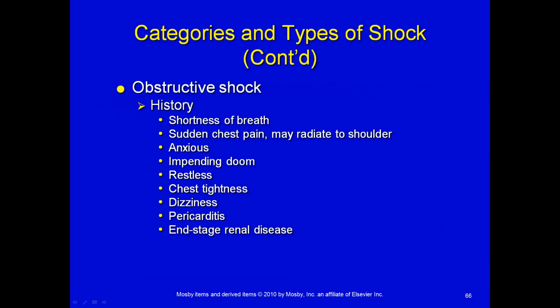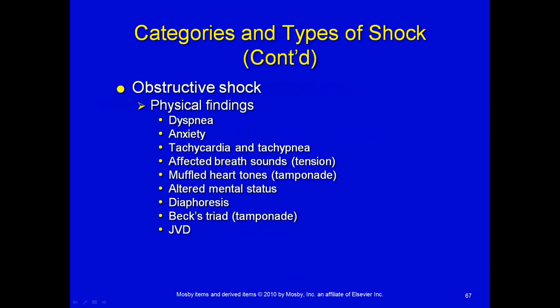Look for a history of shortness of breath and sudden onset of chest pain. The patient, like all shock patients, may be anxious, have a feeling of impending doom, be restless, and may have some chest tightness. If it's a pneumothorax, dizziness. Pericarditis may be a diagnosis. Pericarditis, if left untreated, could lead to a pericardial effusion. The effusion could lead to pericardial tamponade.